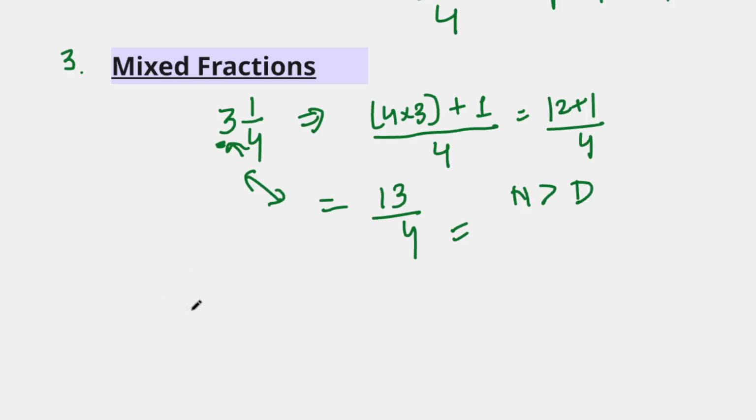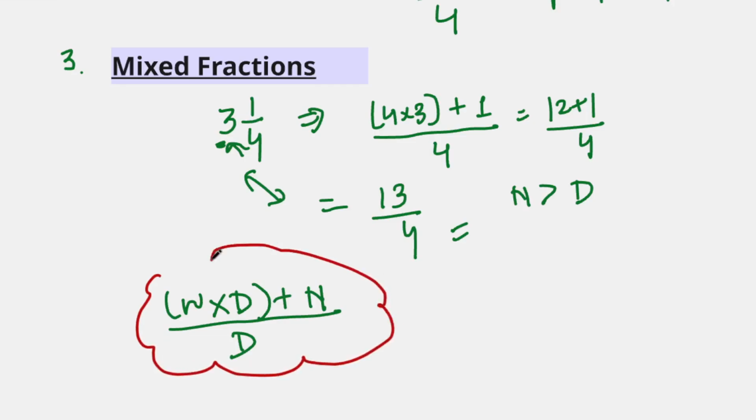So we multiply the whole number by the denominator, then whatever comes, we add it to the numerator, and the denominator remains the same. This is how we do it. So remember, every mixed fraction can be converted into an improper fraction and vice versa.